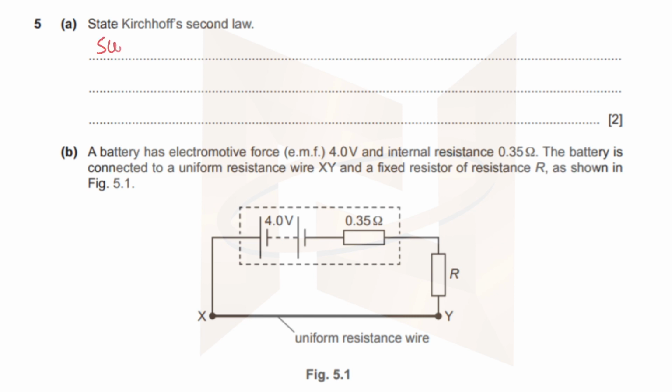State Kirchhoff's second law. The sum of EMFs in a closed loop is equal to the sum of potential differences in that loop.